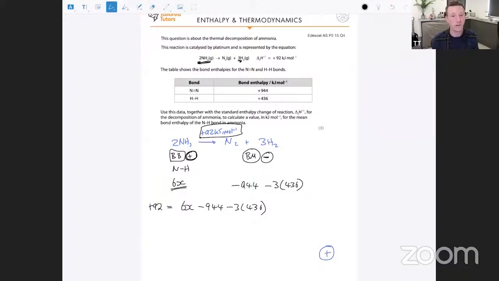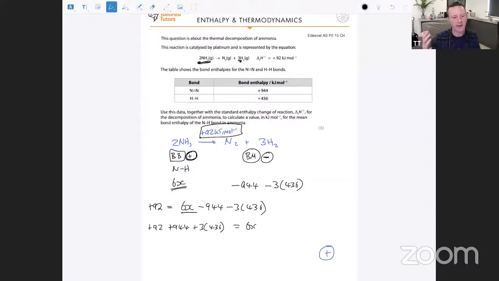And now all we need to do, this is what I was just talking about with the previous question, is rearrange this to make x the subject. Now, if I moved 92 to this side, you end up with minus 6x, because you're flipping the side of the equation that it's on. And that's going to give you a negative answer, which isn't ideal. It will give you the correct answer, but with the wrong sign on it. So for me, I'm just going to move everything over. So plus 92 plus 944 plus 3 times 436 equals 6x.